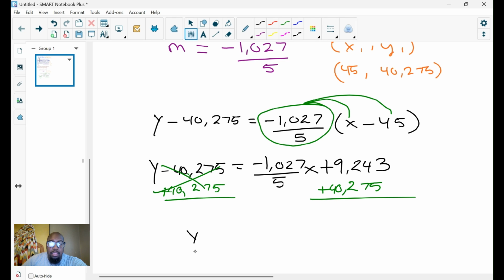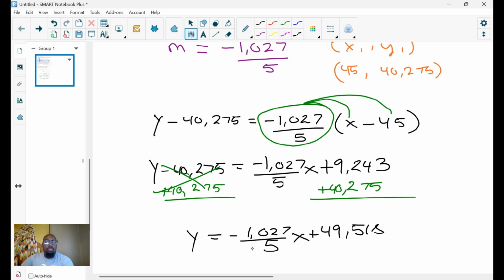So now it's going to be y equals negative 1,027 over 5 x plus, let's see, 3 and 5, that's going to be 8. 4 and 7 is going to be 11. Put the 1 at the top. That's going to be 5 there. Come up with some more room. 5, 1, 8. Put the comma here. We have 49 right there. So plus 49. Okay. Cool. So this is our equation now.